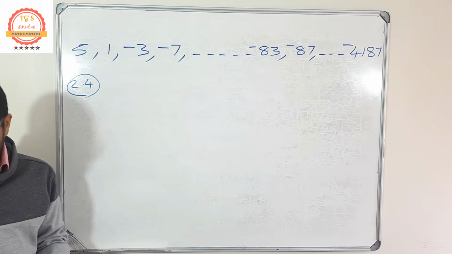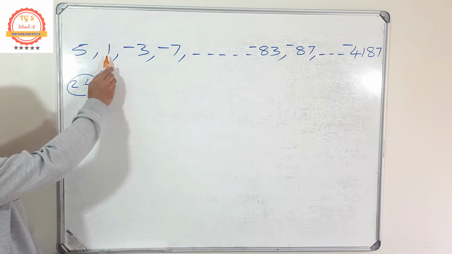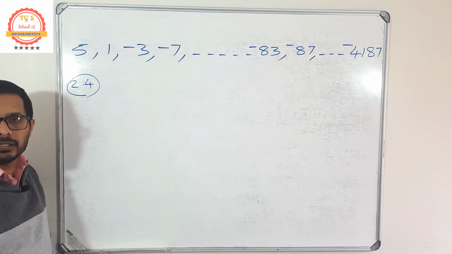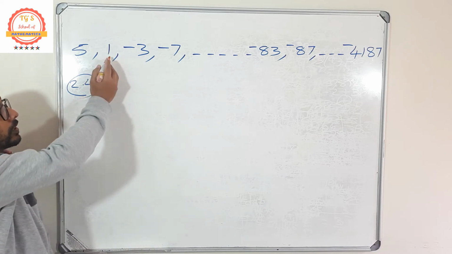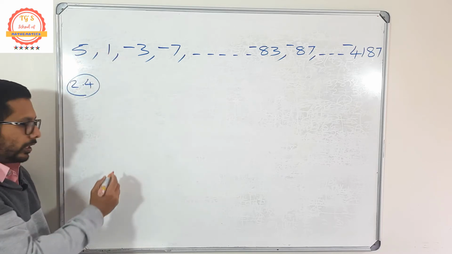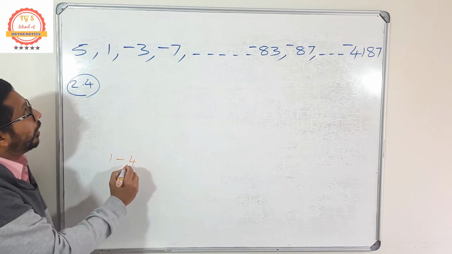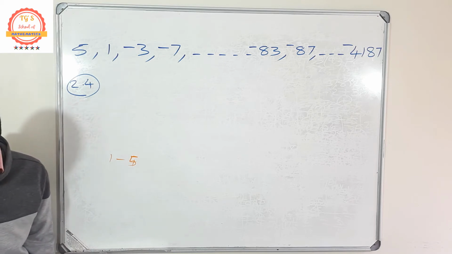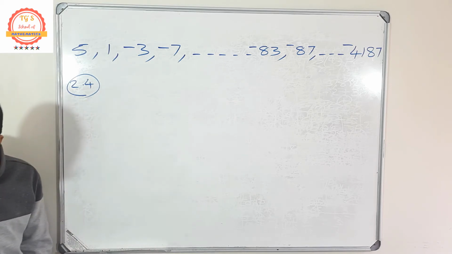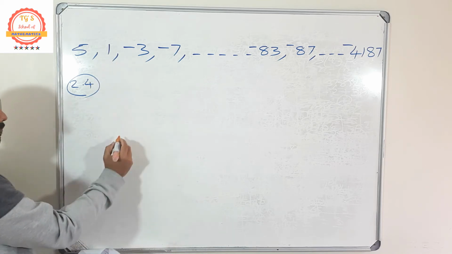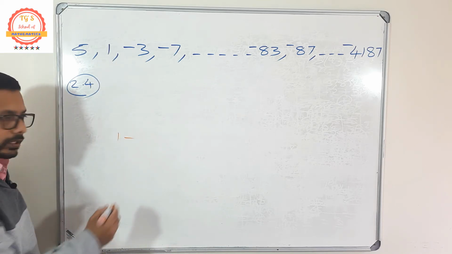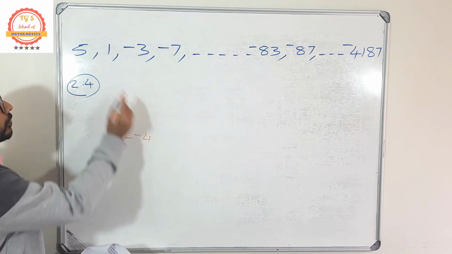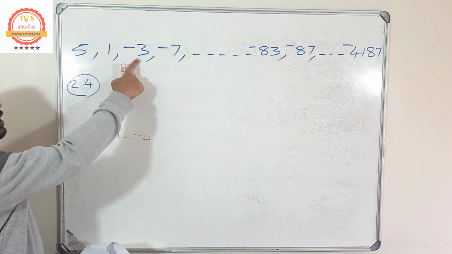Here, second term is 1. How do I get the first term? You know that the common difference is minus 4. Okay. So second term is 1. So how can I find the first term? That is 1 minus, what is the common difference? Minus 4. So what is 1 minus minus 4? This minus minus is plus. So 1 plus 4 is 5. Okay. Third term is minus 3.